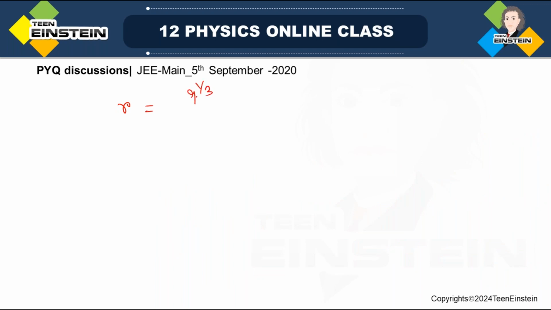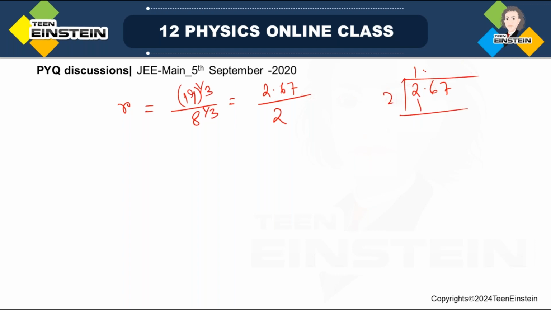So what we got, 19 whole to the power 1/3 divided by 8 1/3. So this is actually 2.67, say, and this is 2. So if I divide this thing with 2, I'll get, then it will be 3.5 kind of that. Okay, 1.33 kind of that.